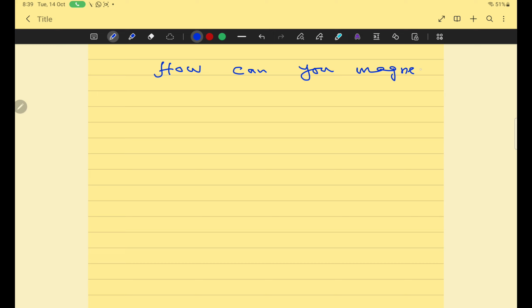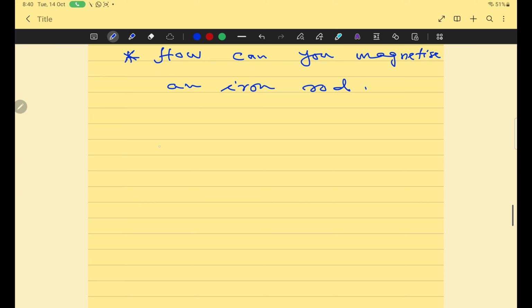magnetize an iron rod or a steel rod? I think it is better. An iron rod as well as a steel rod. We will discuss both. An iron rod first, and then we will study a steel rod. I am starting with the iron rod.